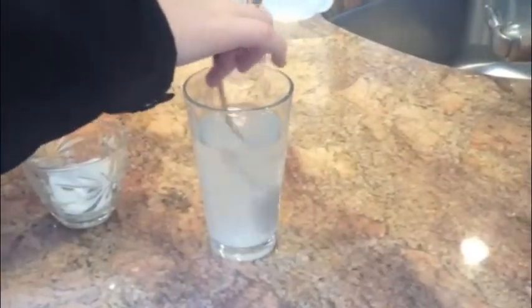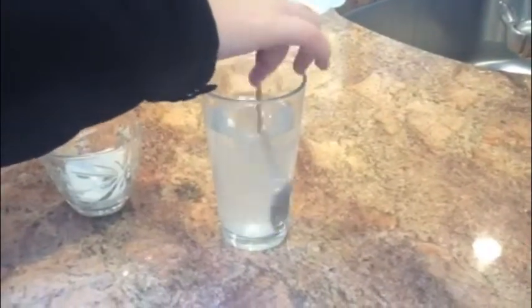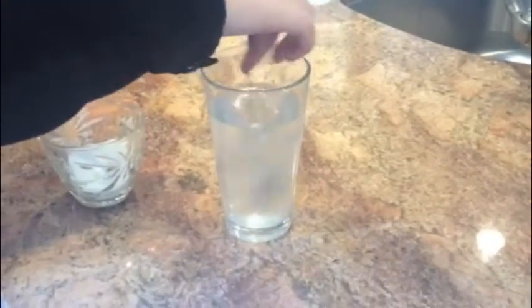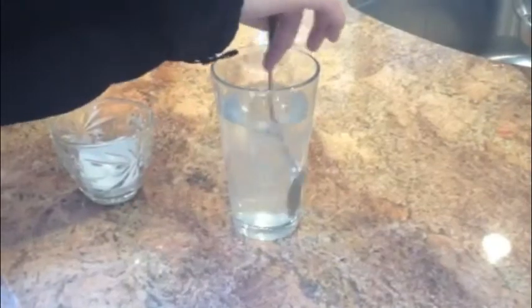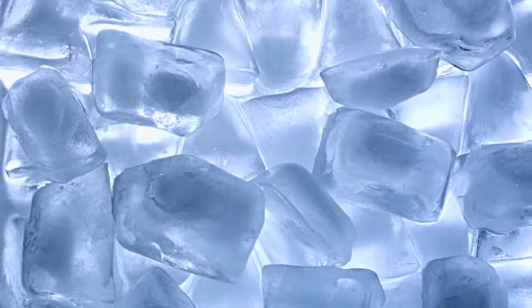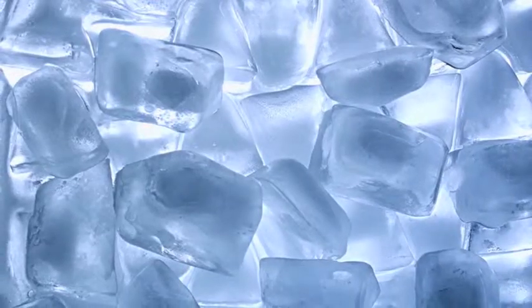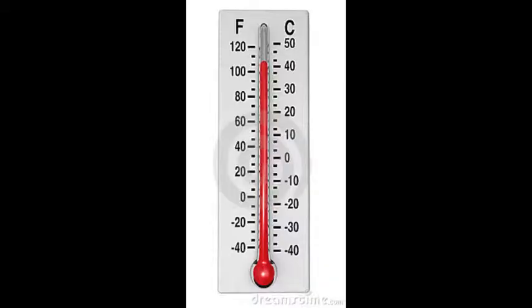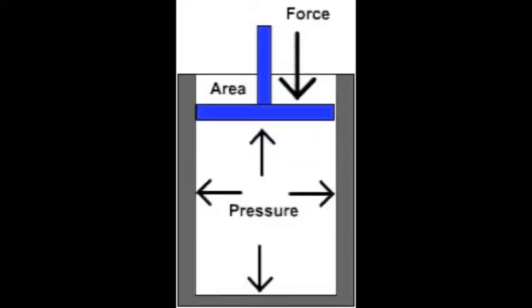Solubility is the amount of solute that dissolves in a given quantity of a solvent at a specified temperature and pressure to produce a saturated solution. Temperature affects the solubility of solid, liquid, and gaseous solutes in a solvent. Both temperature and pressure affect the solubility of gaseous solutes.